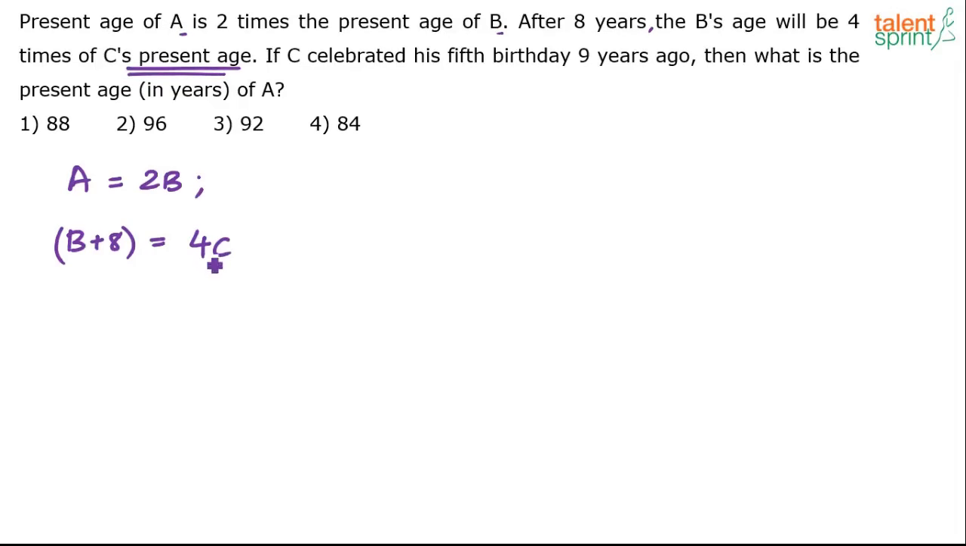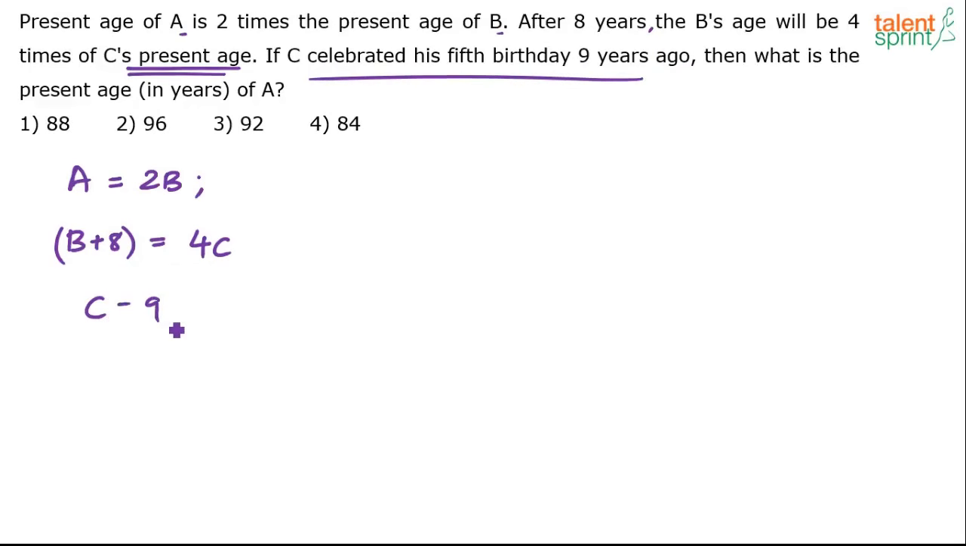It will be 4 times C's present age, not C's age after 8 years. It is C's present age. Next, C celebrated his 5th birthday 9 years ago. Means what? How will you convert this to an equation? C celebrated his 5th birthday 9 years ago, which means the present age is C.